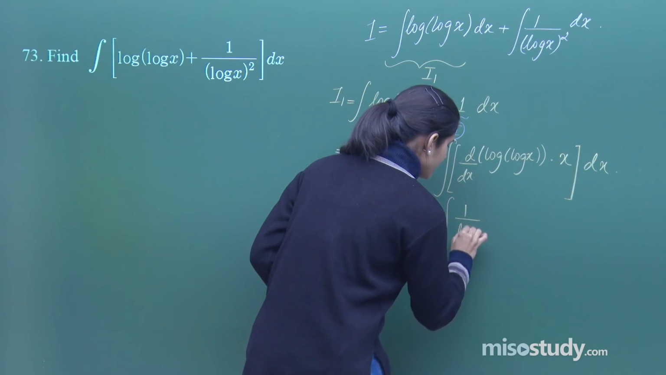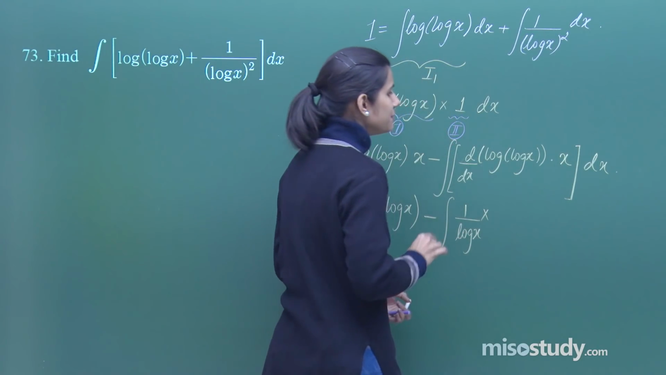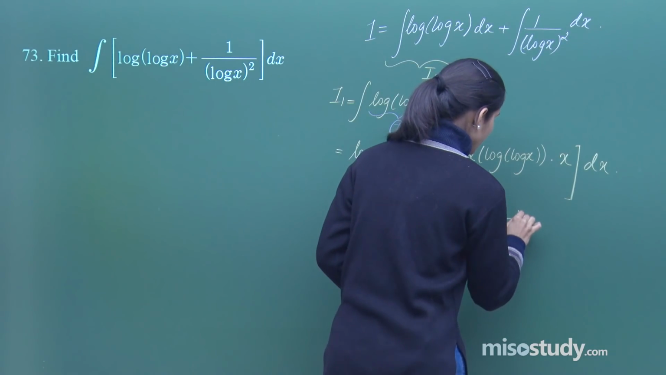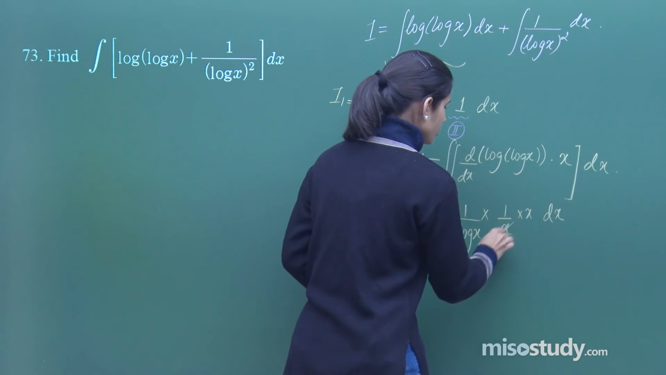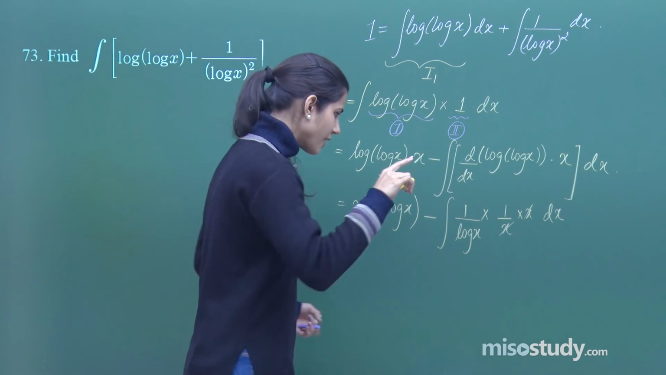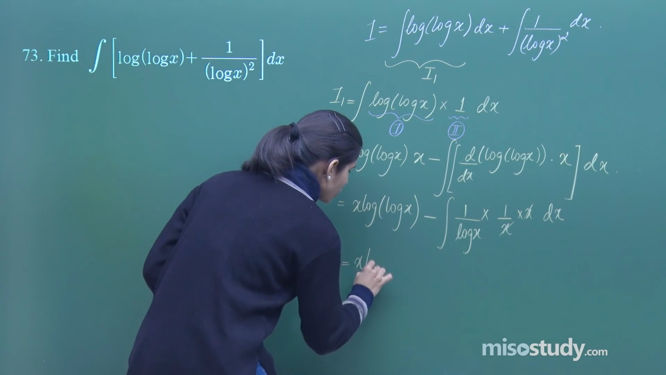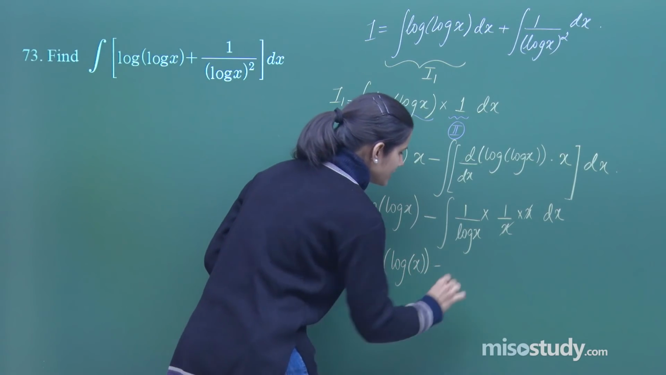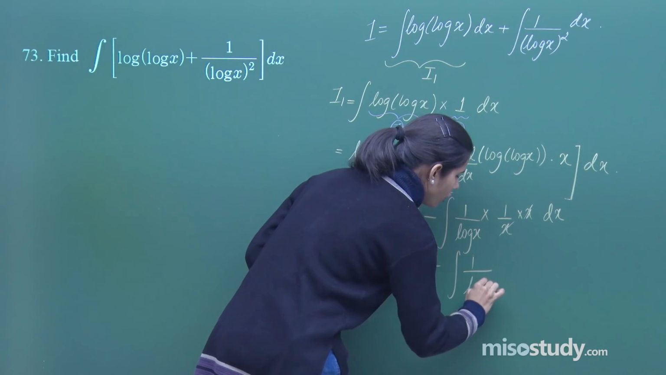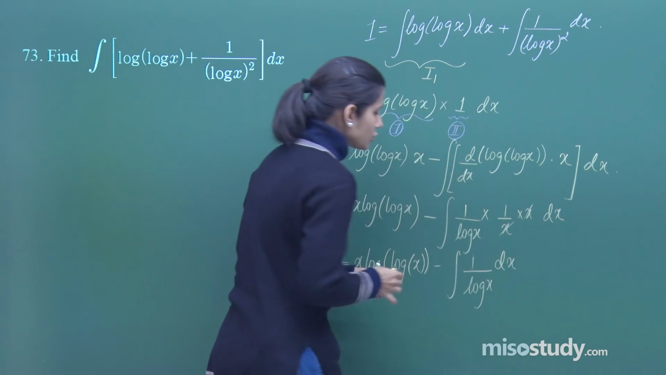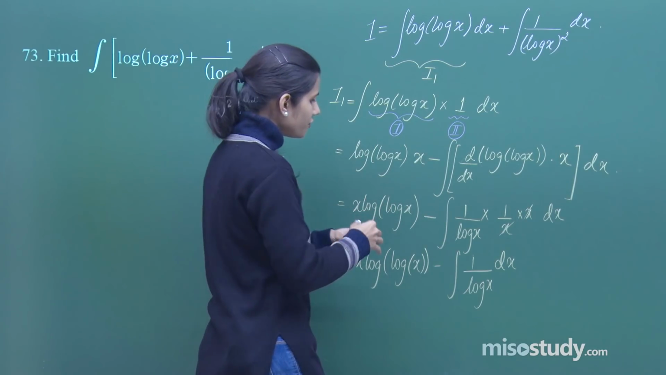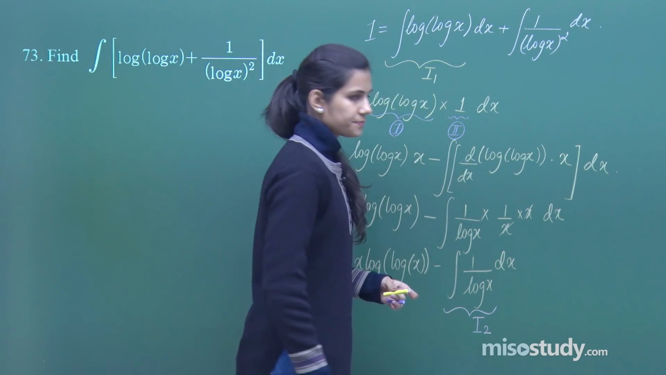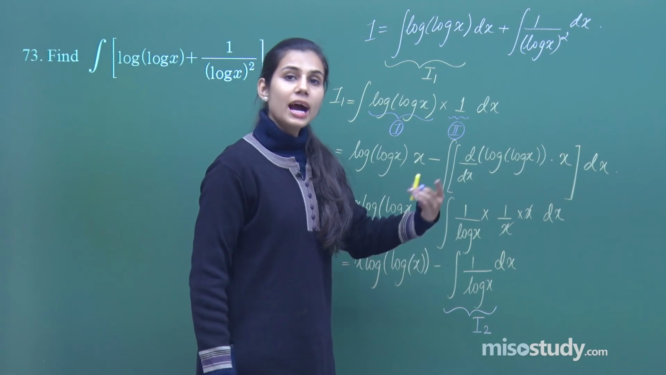It is 1 by log x into d by dx of log x, which is 1 by x, into x dx. So this x cancels out. What are you finally left with? You are left with x log x minus integral of 1 by log x dx. So in order to evaluate the correct value of I1, I consider this part as I2. And now I separately solve I2.